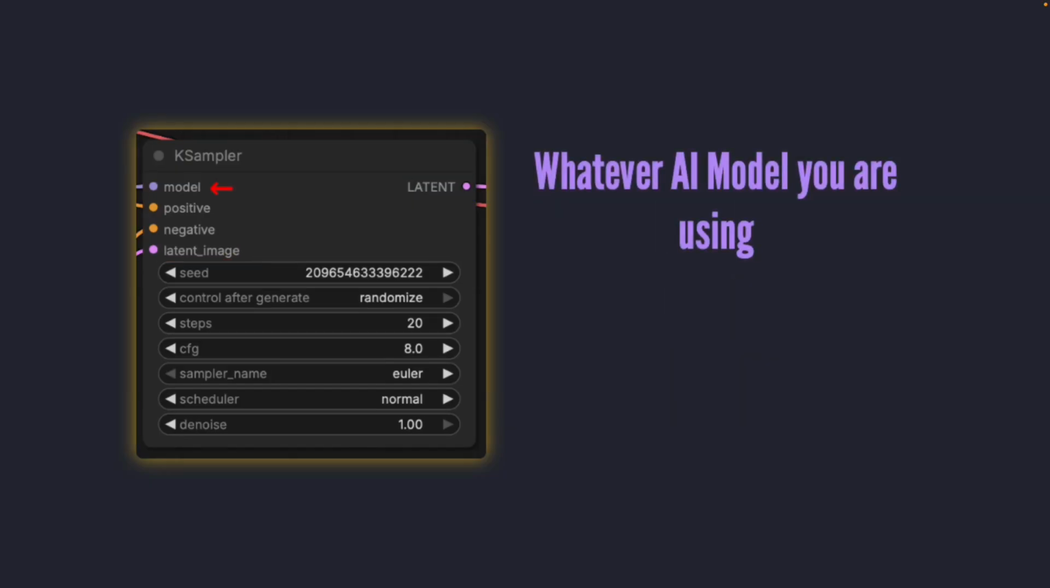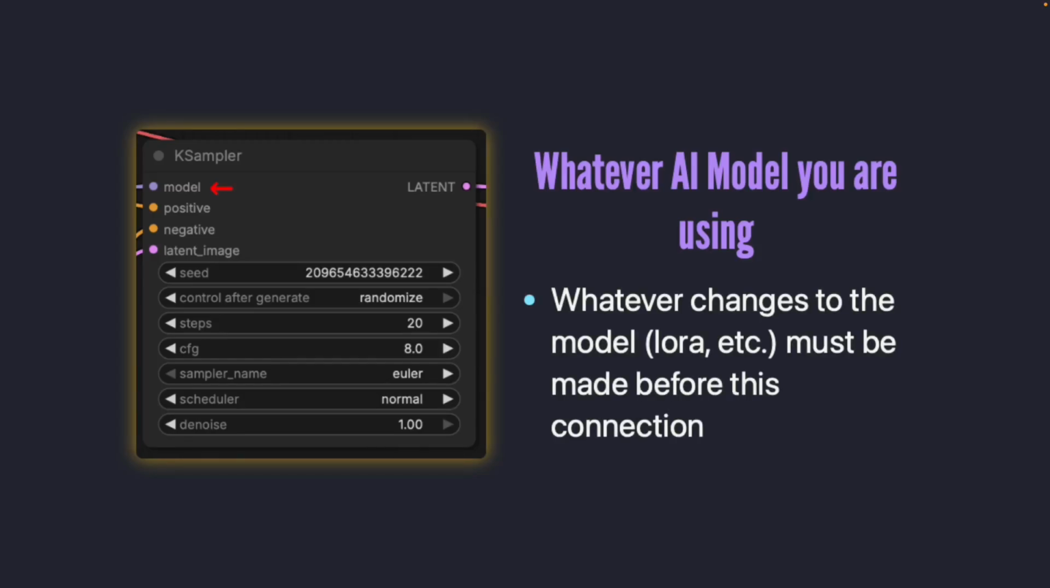First we have the model, and this is just going to be whatever AI model you're using. And if you change the LoRA or make any sort of changes to the model, you're going to want to make sure you do that before connecting it to this socket.